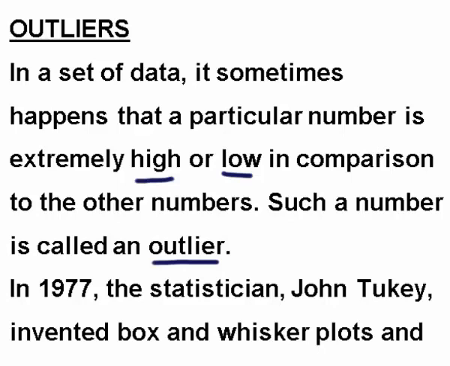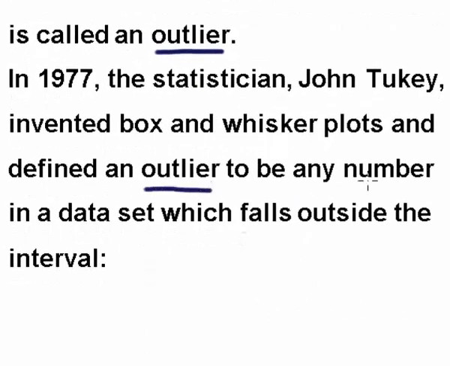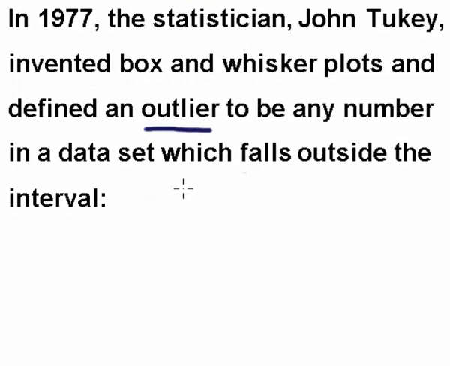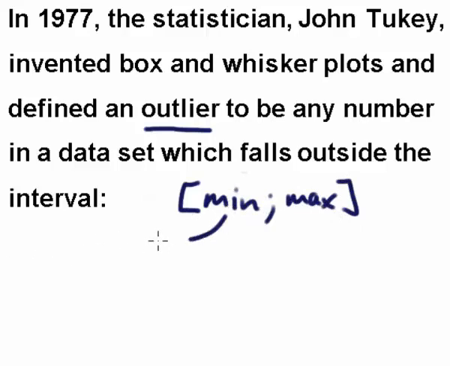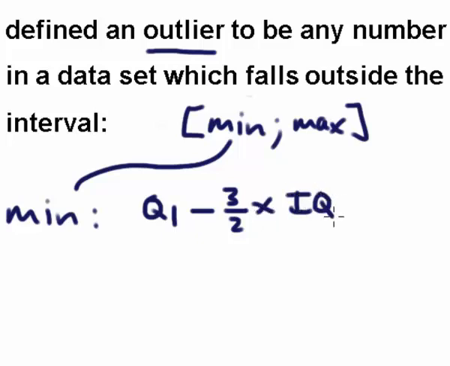In 1977, a statistician by the name of John Tukey, who invented the box and whisker plots, defined an outlier to be any number in a data set which falls outside of an interval. The interval he defined was from a minimum value to a maximum value. For the minimum, you take the lower quartile, Q1, and subtract 1.5 multiplied by the interquartile range.